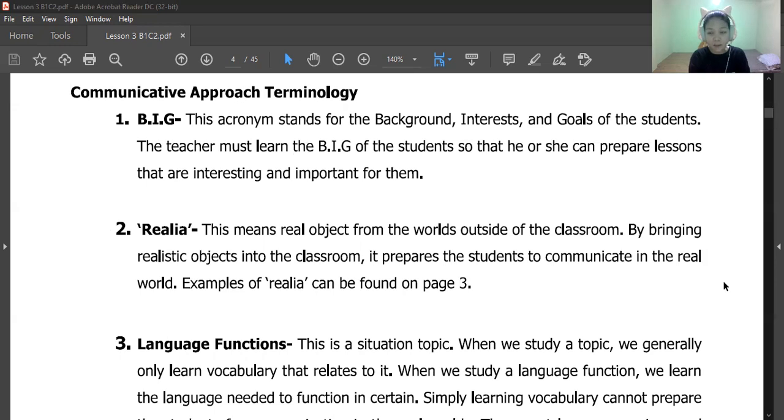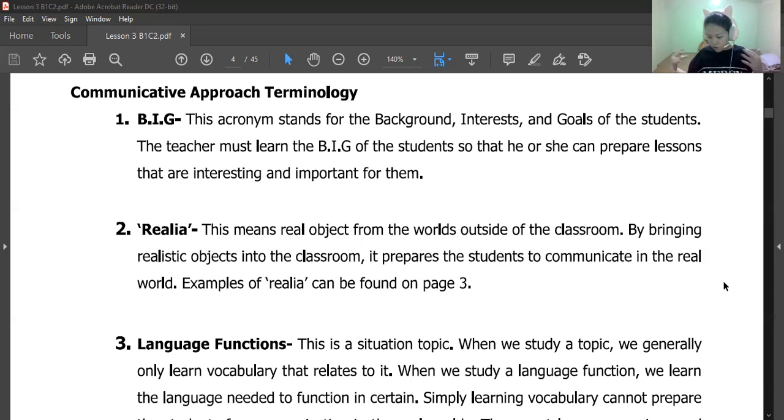Next is realia. I know you're no longer unfamiliar with this term. Realia, this means real objects. So this means real objects from the world outside of the classroom. So by bringing realistic objects into the classroom, it prepares the students to communicate in the real world. So I'll be showing you an example later.